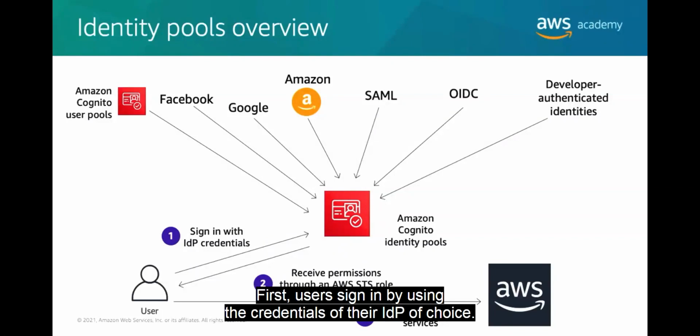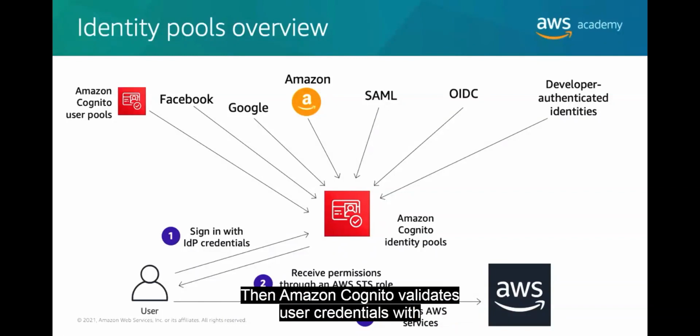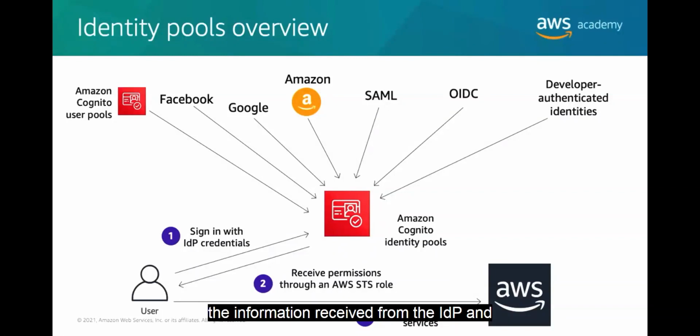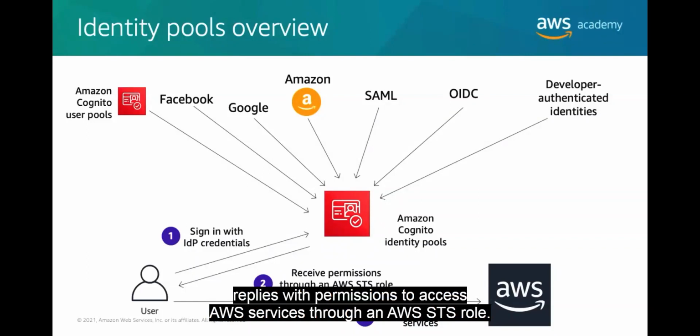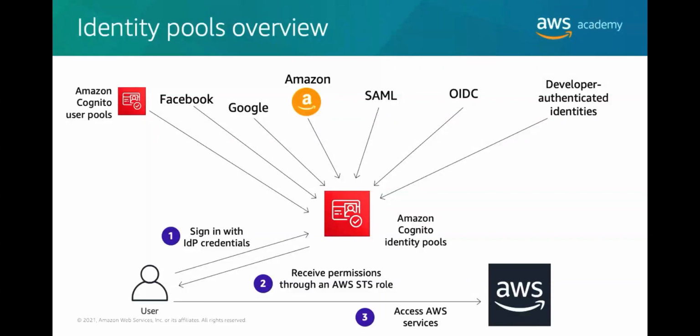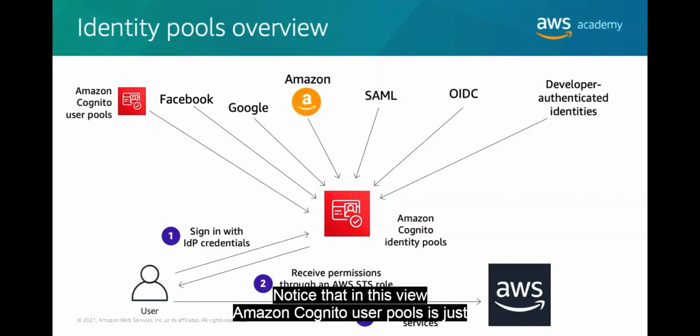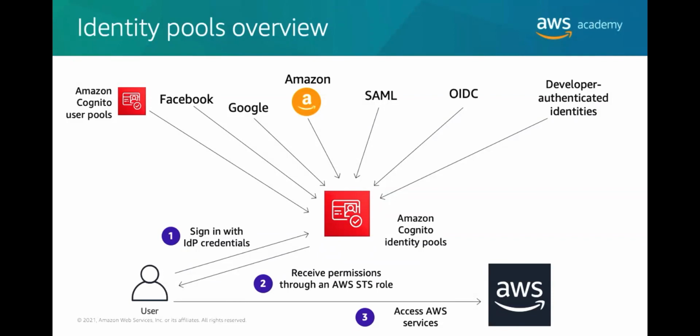First, users sign in by using the credentials of their IDP of choice. Then, Amazon Cognito validates user credentials with the information received from the IDP and replies with permissions to access AWS services through an AWS STS role. Notice that in this view, Amazon Cognito user pools is just one other IDP, similar to Facebook, Google, and others.